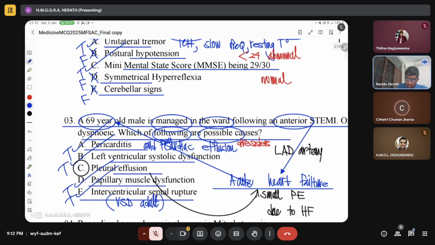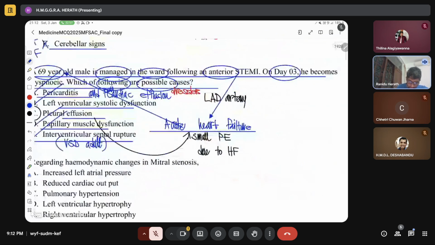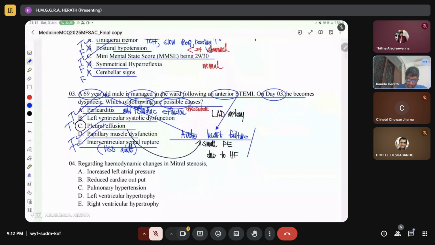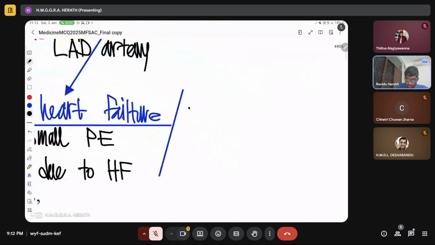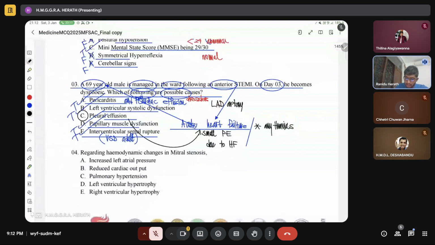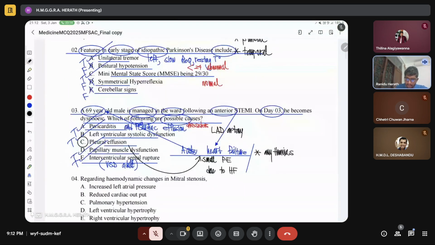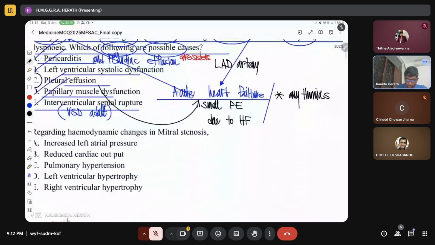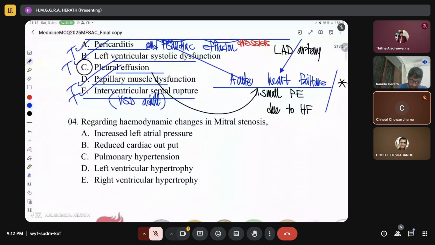What is the other commonest cause for acute heart failure in a patient following a myocardial infarction? Arrhythmias, right? So ventricular fibrillation, ventricular tachycardia, all these things have a high predisposition after myocardial infarction. So they can, of course, get arrhythmias, and the arrhythmias can precipitate acute heart failure. Understood? Okay, we go to the next one.